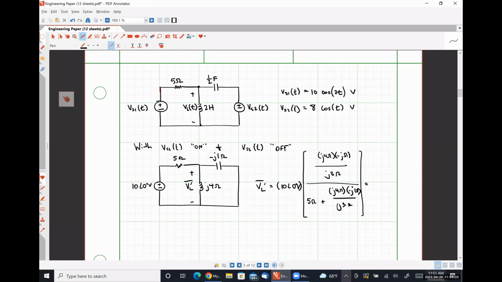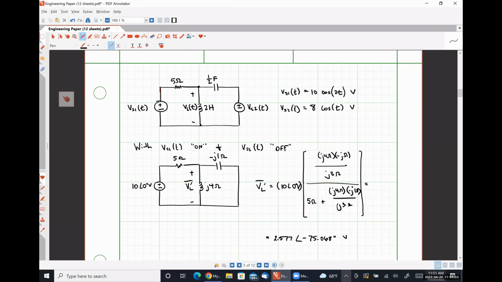I get 2.577 angle negative 75.068 degrees. Again, thank you very much for catching the egregious mistake that I made.